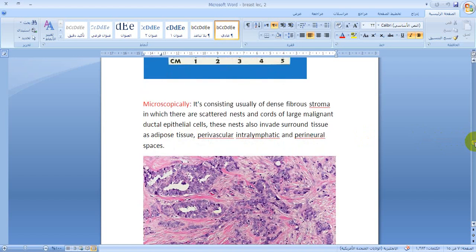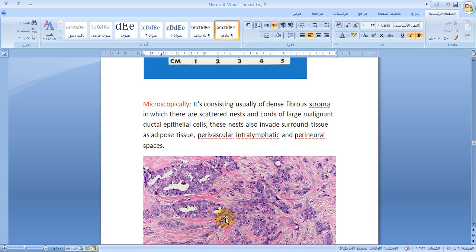Microscopically it consists usually of dense fibrous stroma. شوف الفايبروس ستروما هاي المناطق الوردية شلون ثقيلة. bundle of dense fibrous tissue. هي تعطينا السكرس texture. هاي dense fibrous stroma. هاي bundle of this is a pinkish layer. bundle of scirrhous fibrous stroma in which there is a scattered nest and cord of malignant ductal epithelial cell.